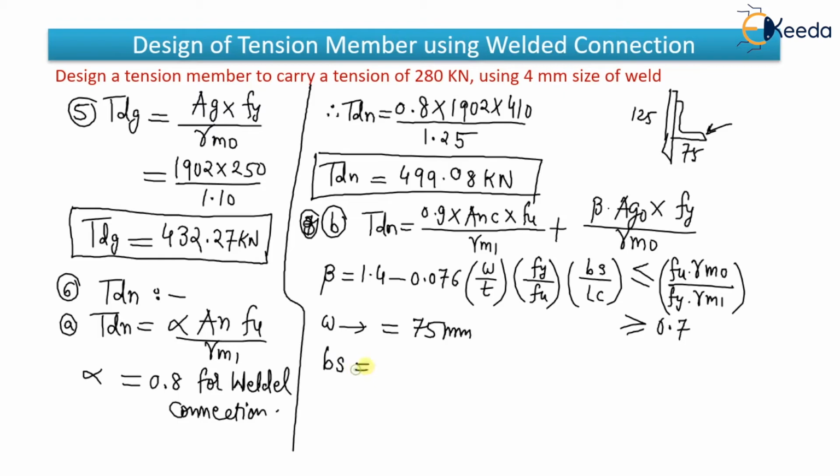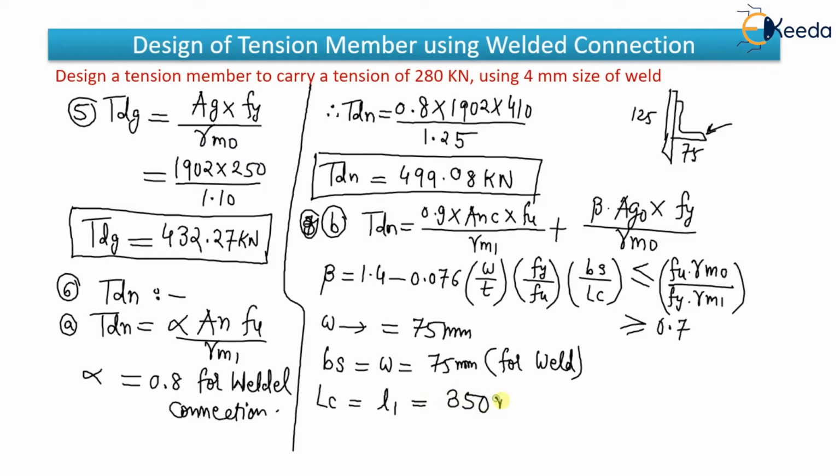BS. See, in a welded connection, the value of BS will be equal to W, that is 75 mm. Okay, you can write it for weld. It is also given in the IS code. You have to just remember. And LC. So the value of LC will be equal to L1 in case of a welded connection.